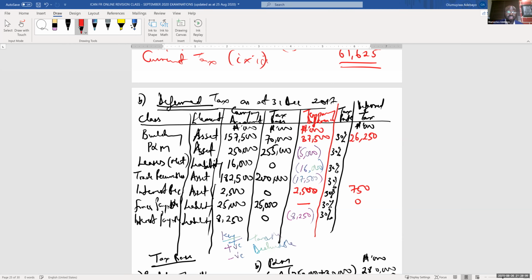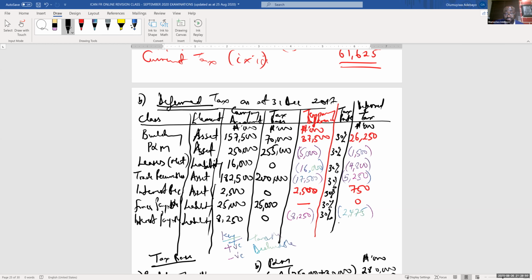Now let me do the assets. 5,000 times 30%. What do you have? 1,500. 16,000 times 30%. What do you have? 4,800. 17,500 times 30%. What do you have? 5,250. 8,250 times 30%. That's 2,475. Okay.